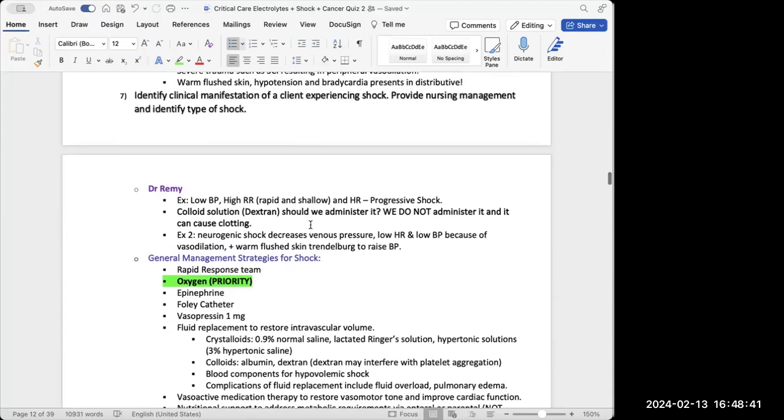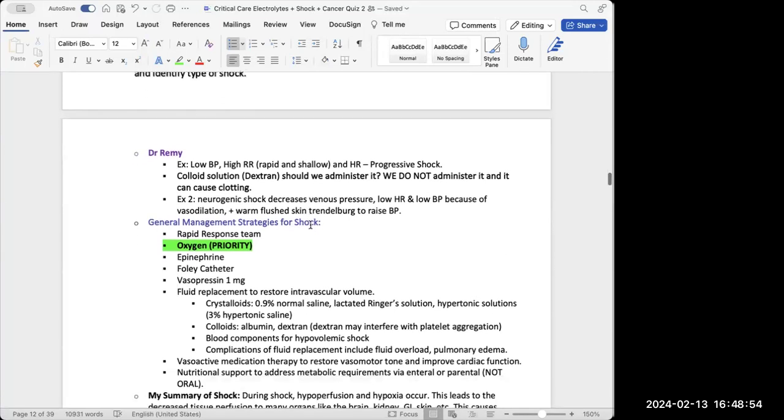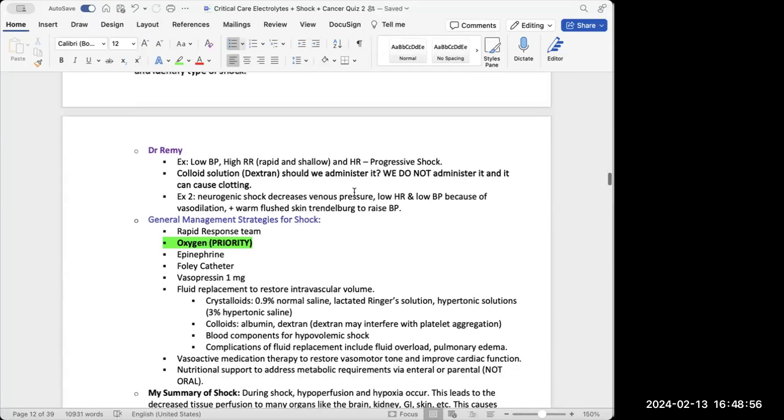Now I think when she's saying identify clinical manifestations of a client experiencing shock, she means if she gives you a situation, what to do. You know what I mean? Like how to identify what type of shock you're in. That's why I think she was giving examples like, if you have a low blood pressure, high heart rate, high respiratory rate, we're looking at maybe progressive shock. If we're talking about low heart rate, low BP, dry skin, and warm flushed skin, we're looking at neurogenic. So I think she wants you to identify from an example or some data. That's why I tried to give you examples, and you'll see more if you do more practice questions through CoursePoint.